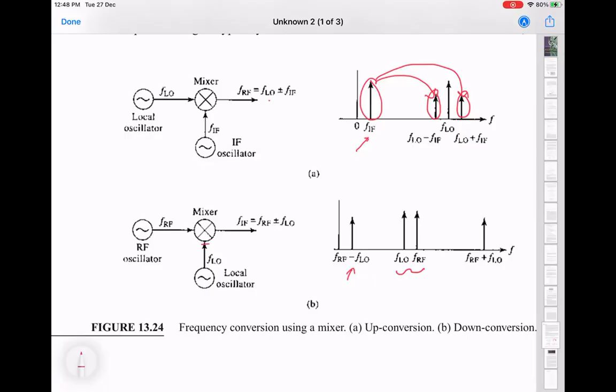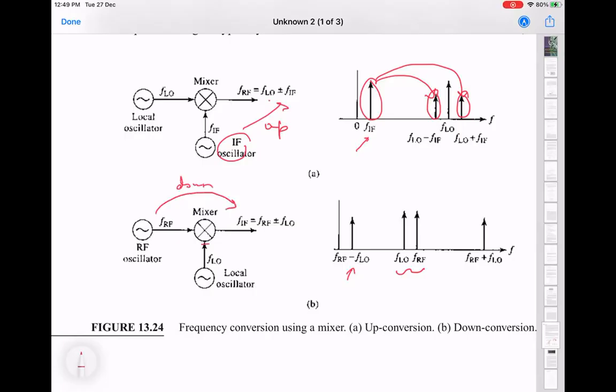So up and down here basically means where the information is changing in frequency space. Up means it's going from low frequency to high frequency. What is going? It's the information contained in the IF, which is getting up converted to around LO frequency. So this is the up part. Similarly here, the information in the RF is being down converted. So this is the down part.